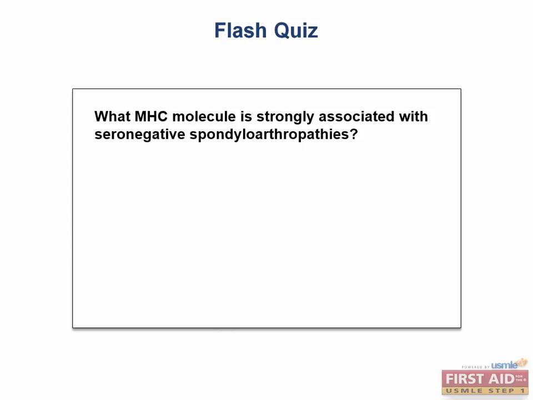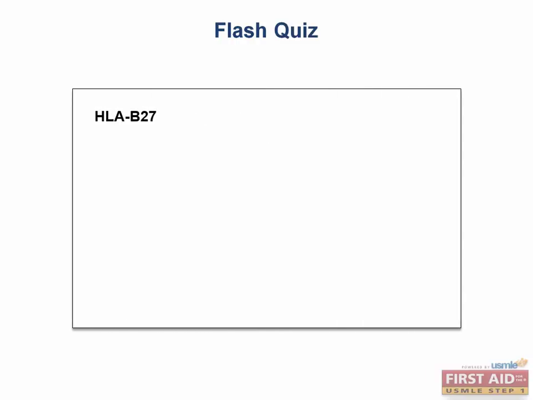Alright, let's have a flash quiz. What MHC molecule is strongly associated with the seronegative spondyloarthropathies? HLA-B27.